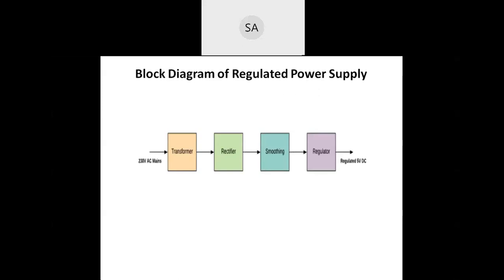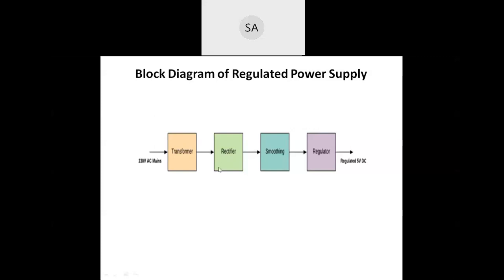Here is the block diagram of a regulated power supply. These are the main blocks. The first one is the transformer, to which we apply the 230 volts AC mains supply. The transformer can be either a step up or a step down transformer. The transformer output will be AC, and this AC output is applied to the rectifier.